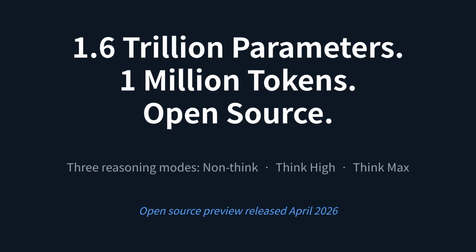Let's get into it. Let me start with the headline numbers, because they are genuinely staggering. DeepSeek-V4 Pro has 1.6 trillion total parameters. It supports a context window of 1 million tokens. That is roughly the equivalent of 10 full-length novels, all fed into a single prompt at once. And it is fully open source. The smaller sibling, DeepSeek-V4 Flash, has 284 billion parameters and also supports 1 million tokens. Both models come with 3 reasoning modes you can dial up or down. Non-think for fast responses, Think High for careful reasoning, and Think Max for maximum effort on the hardest problems.